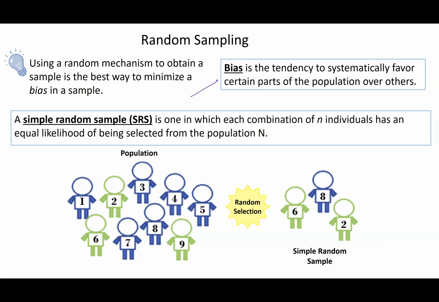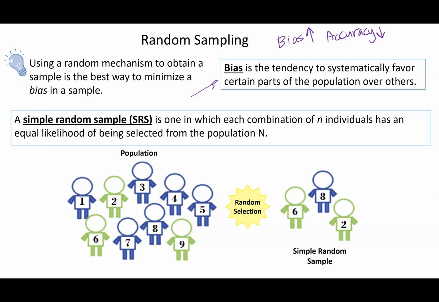And what we mean by bias is the tendency to systematically favor certain parts of the population over others. This means maybe some parts of the population are overrepresented and some are underrepresented. It actually happens a lot in medical studies and in medication treatment studies. It can be very problematic. So think of it as bias goes up, accuracy goes down. And vice versa. As bias goes down, accuracy goes up.